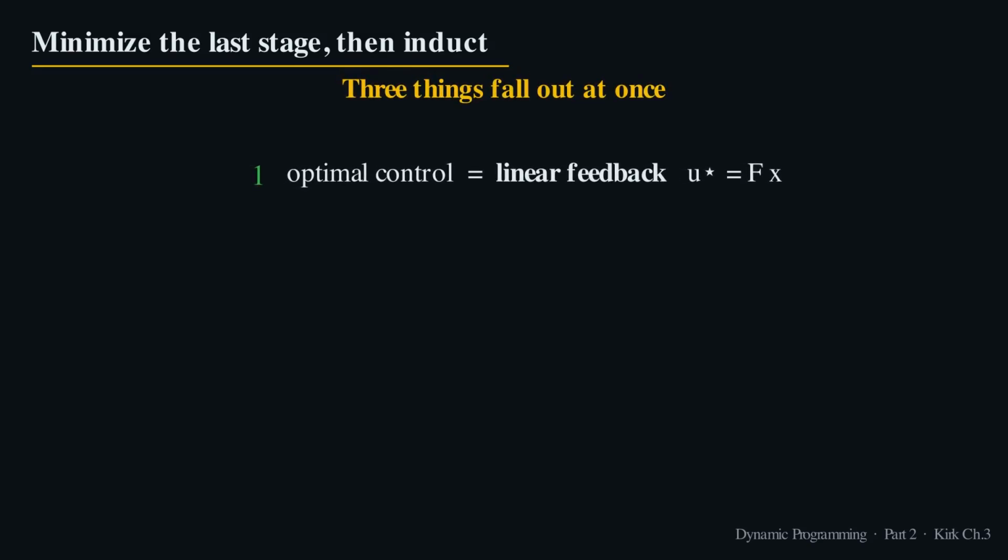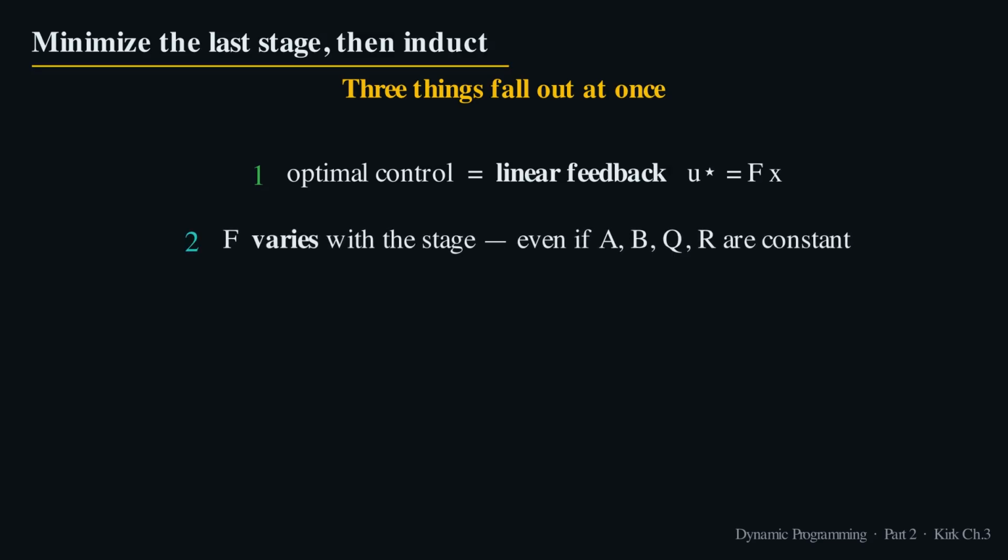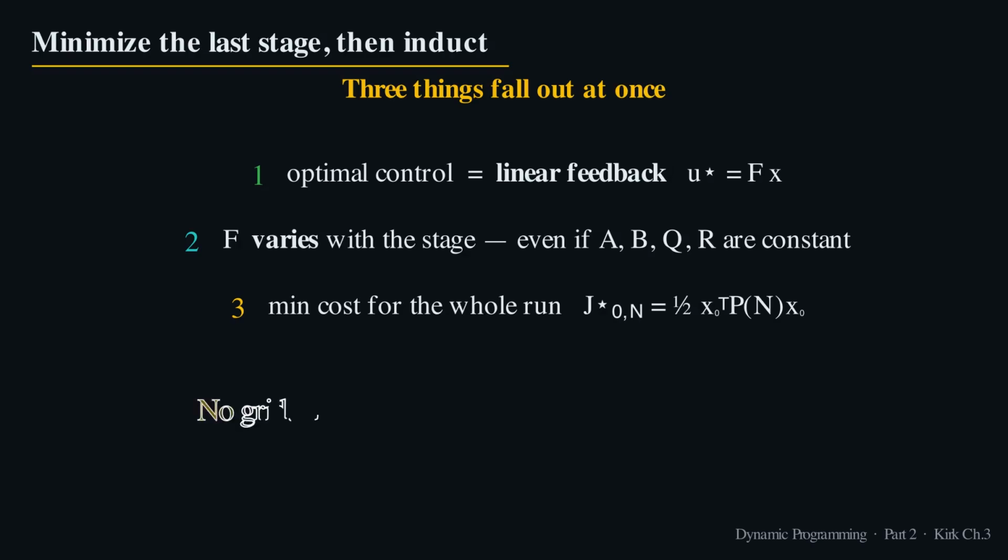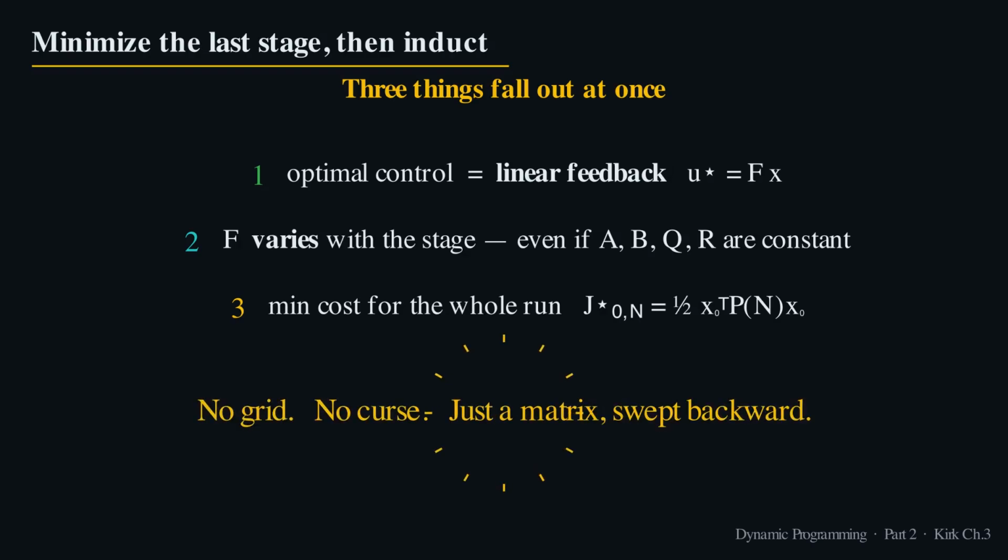So 3 things fall out at once. The optimal control is a linear function of the state, a feedback gain, exactly the rule we wanted back in part 1. That feedback drifts from stage to stage, even when A, B, Q, and R never change. And the minimum cost for the whole run is 1/2 x naught transpose P x naught. No grid, no curse, just a matrix swept backward.